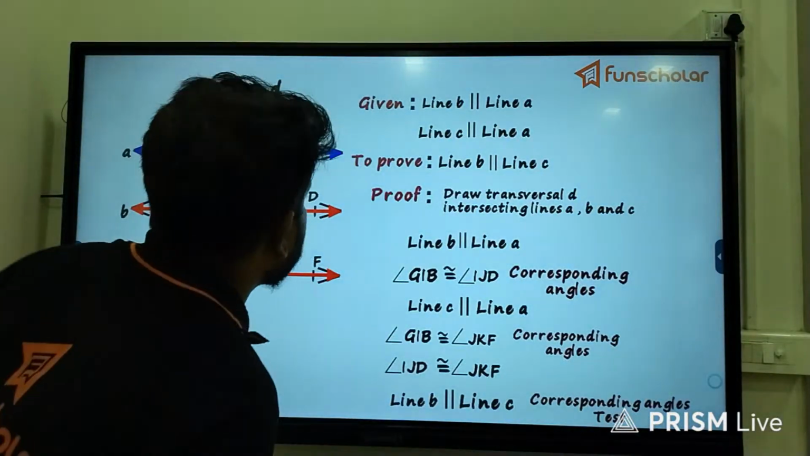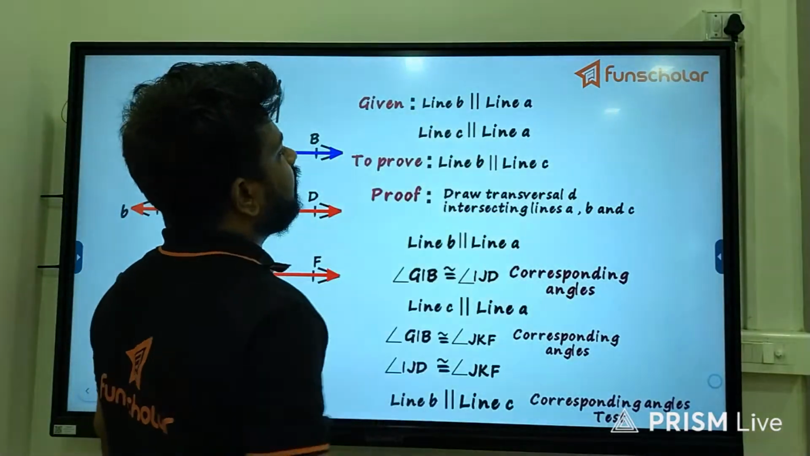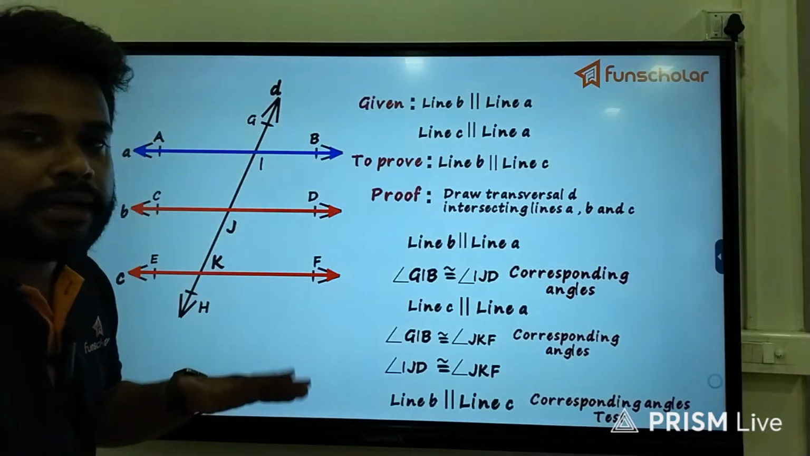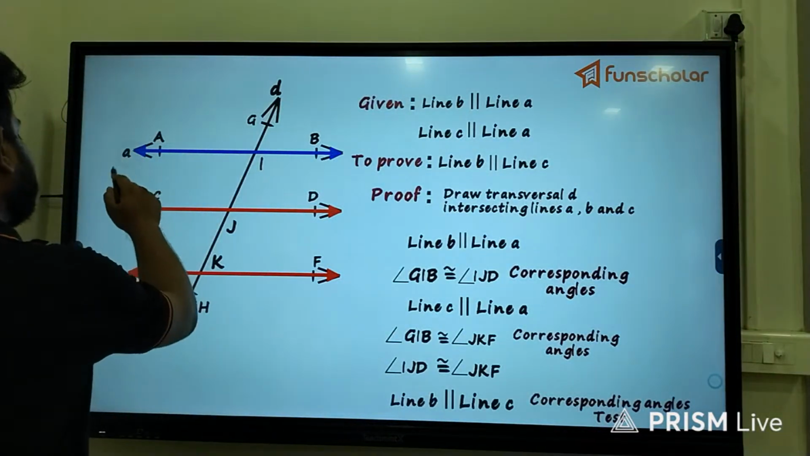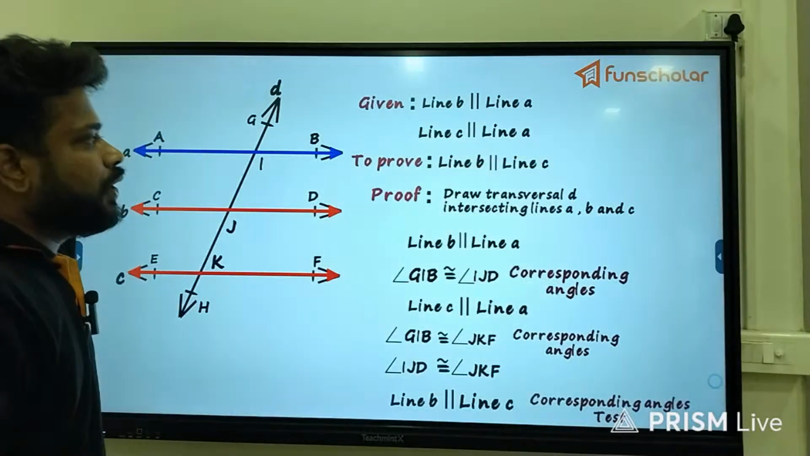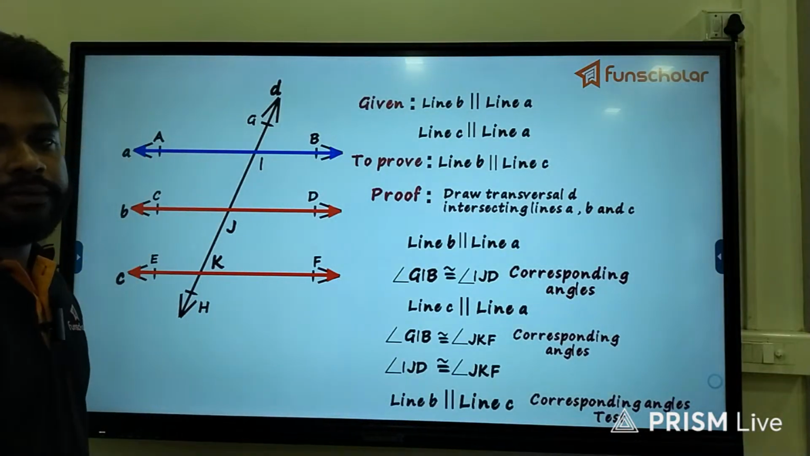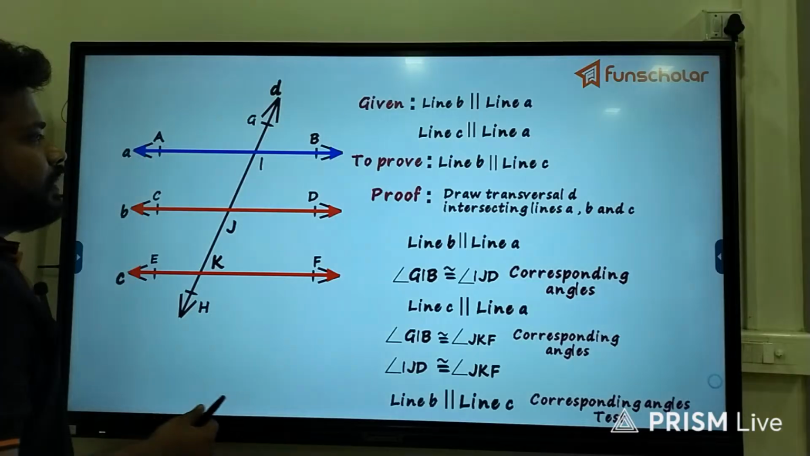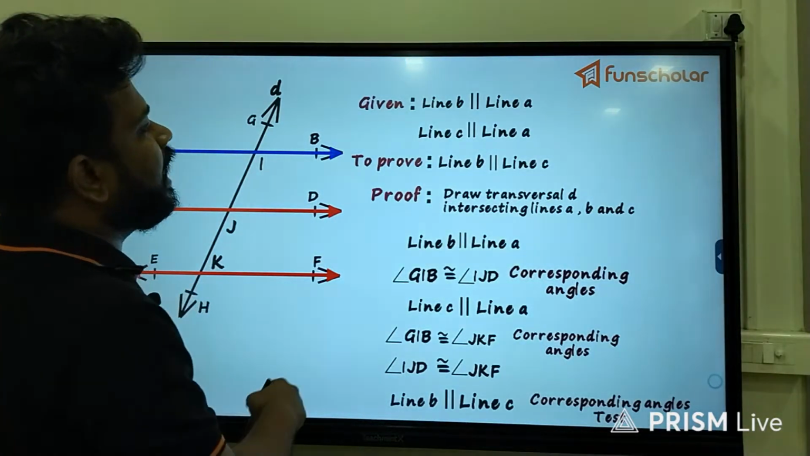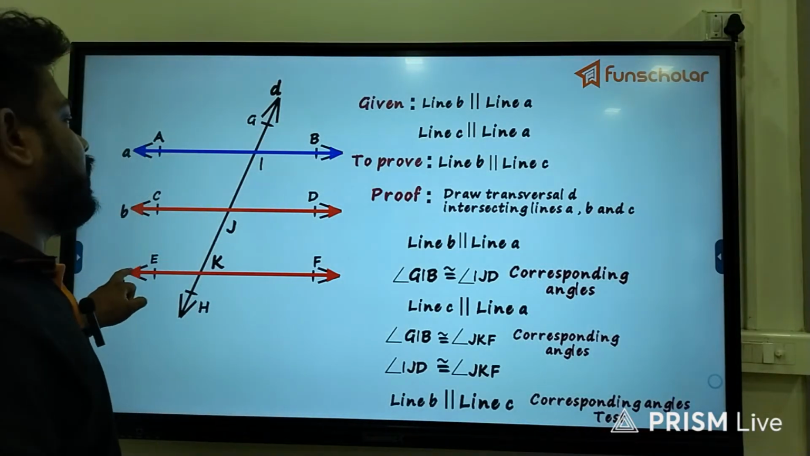Okay, sorry for the interruption, guys. So in this theorem, given line B is parallel to line A and line C is parallel to line A also. Like A is parallel to B and A is parallel to C. We have to prove that line B will be parallel to line C.